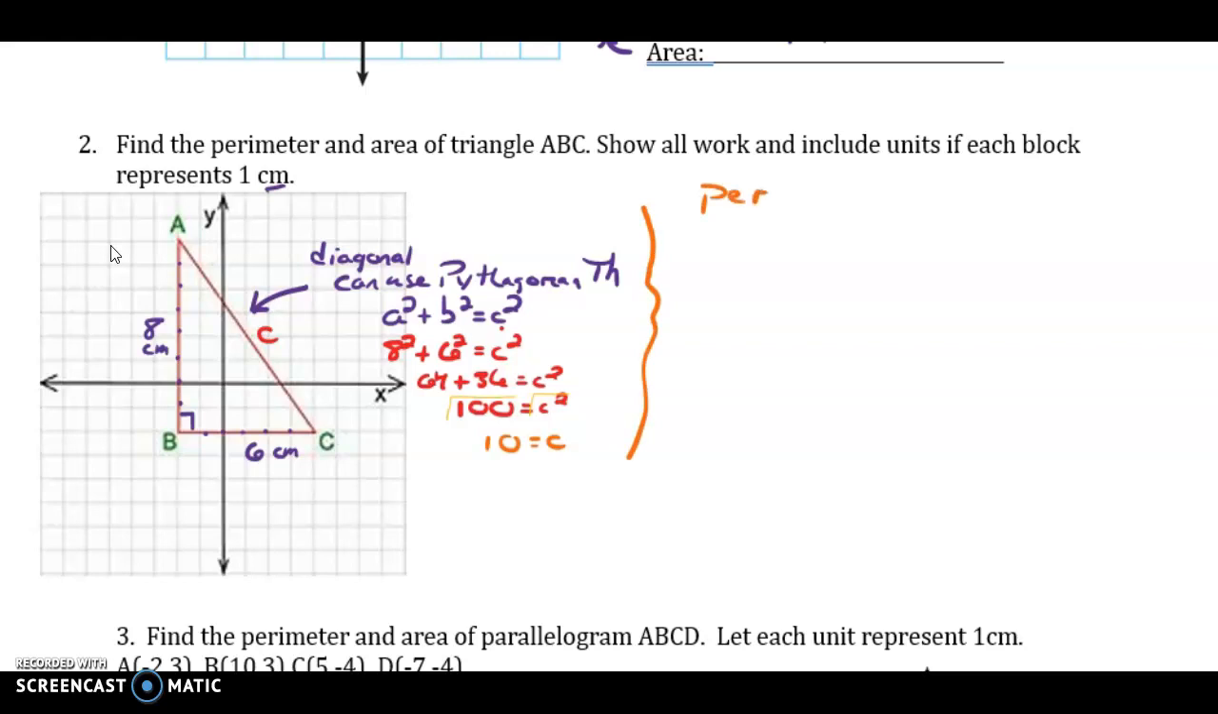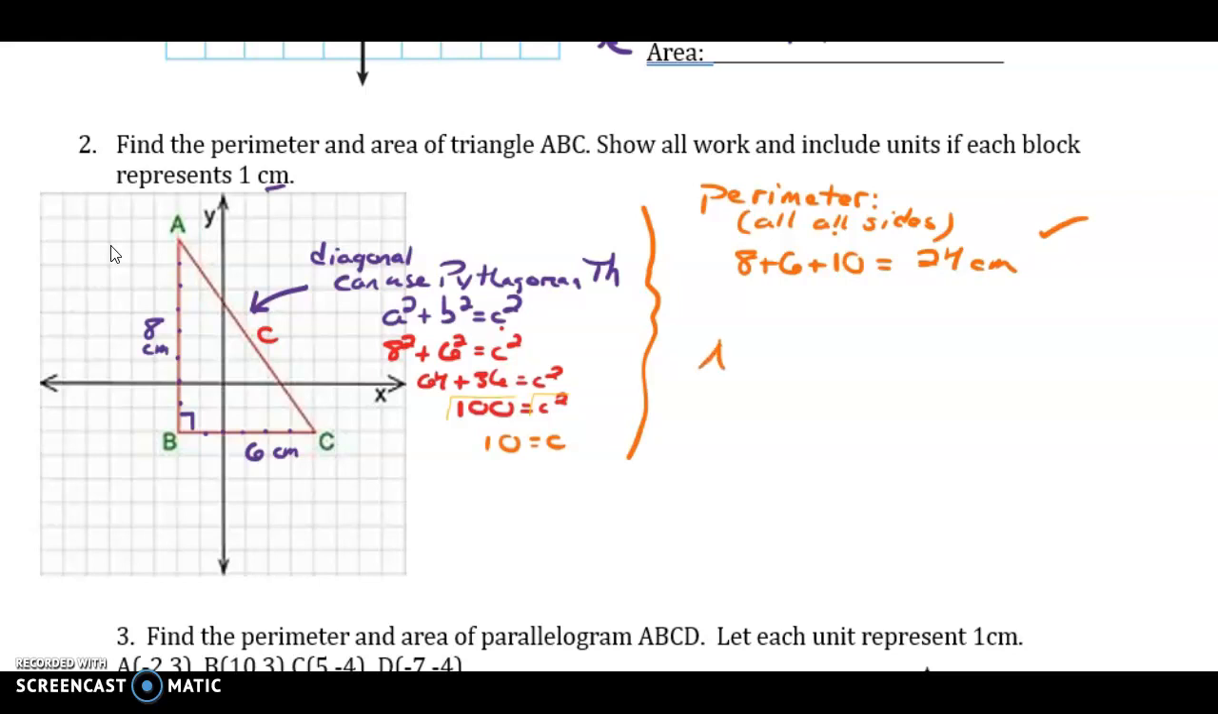So let's do perimeter first. And remember, perimeter means you always want to add all your sides. So you got 3 sides, just make sure you add them all up. You got the 8, 6 that you had from before, now you got the 10. So add these together. So 8 and 6 is 14 plus 10 takes us up to 24. And these are all centimeters. So perimeter is done.